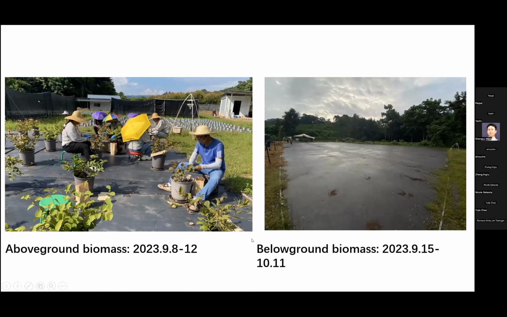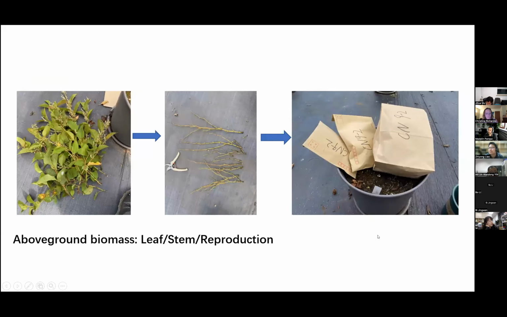So we harvested the aboveground biomass from 8th September to 12th, and harvested the below ground biomass from 15th September to 11 October. And this photo shows you how we did. So we cut the plant down and separated them into different parts, and then weighed the dry biomass.